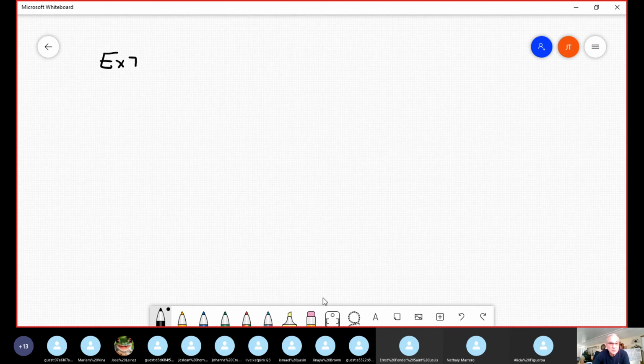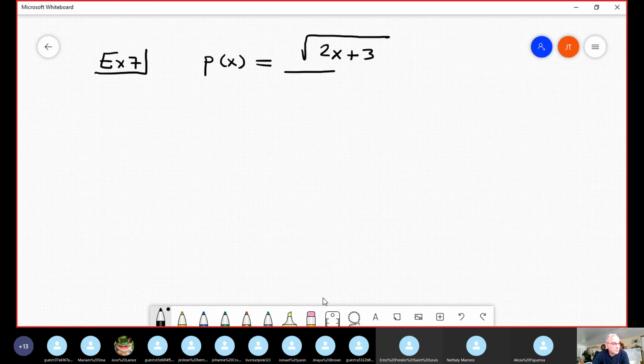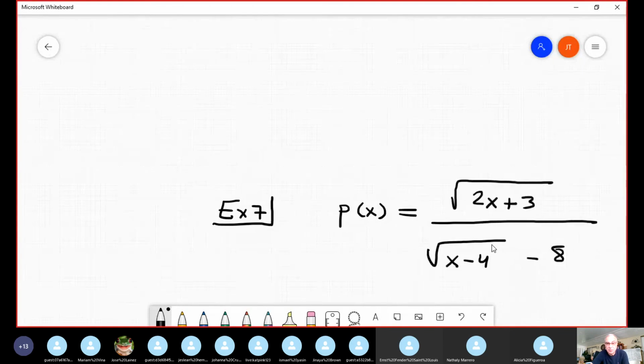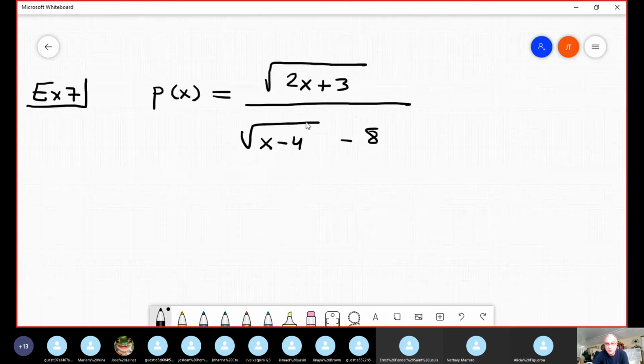Example 7. In example 7, we have P of x equals square root of 2x plus 3, divided by square root of x minus 4, minus 8. Okay, let me try to remember the restrictions. The restrictions are 1, 2, 3.